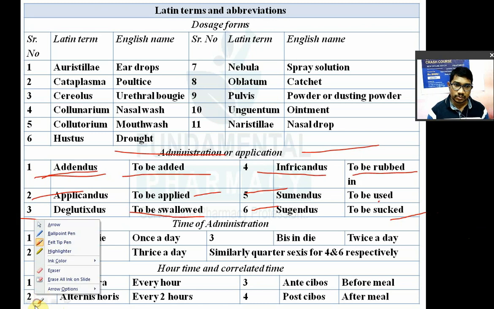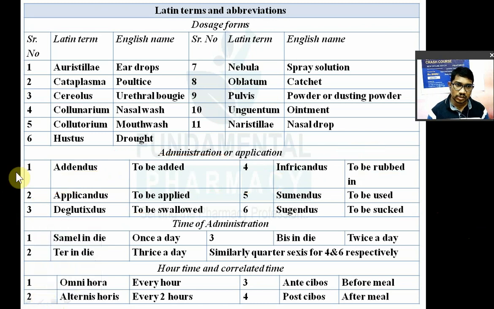पहले अपन देखे Latin terms for dosage form, सेकंड देखा administration और application related। तो addendus मतलब to be added, applicandus मतलब to be applied, deglutiendus means to be swallowed, infricandus means to be rubbed, and then sumendus means to be used. Then sugendus means to be sucked.